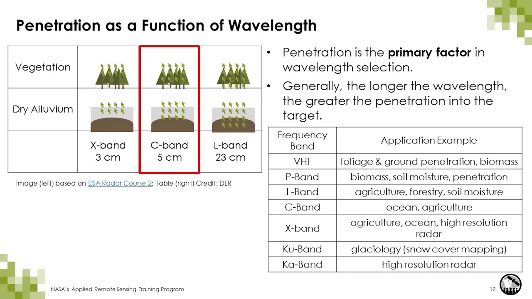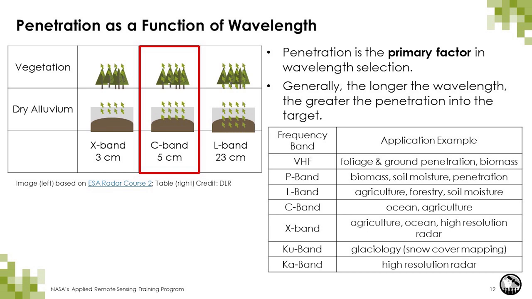And likewise, in the case of a dry, bare soil, X-band will only see the top surface of the soil, while L-band will penetrate somewhat into the soil. And the wetter the soils, the less the penetration. That's one thing to keep in mind. We'll talk about that a little bit further ahead.